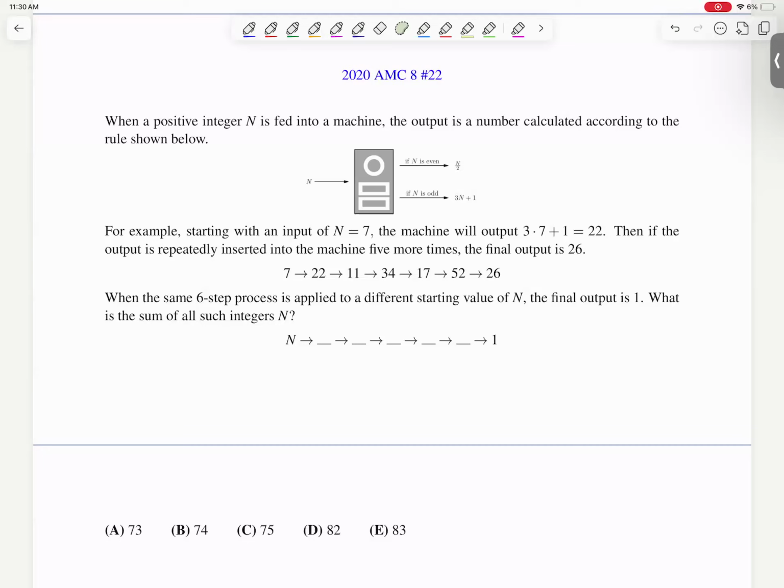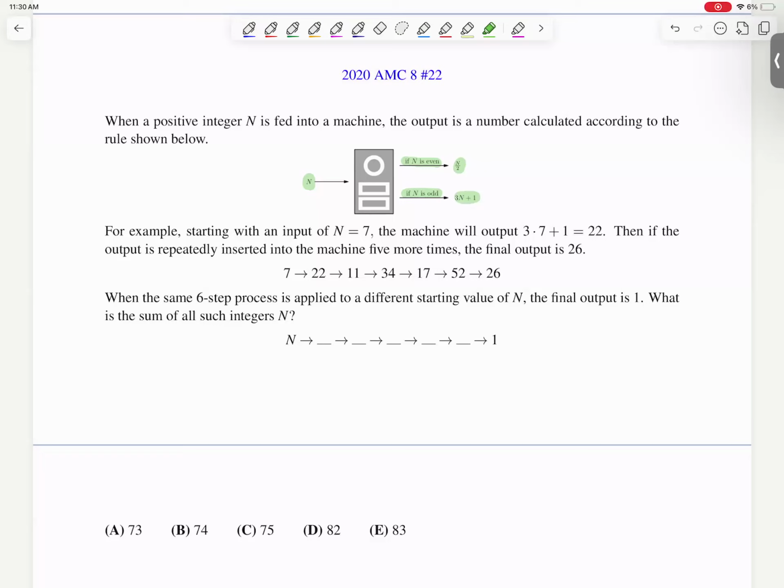When a positive integer n is fed into a machine, the output is a number calculated according to the rule. We put n inside the machine. If n is even, then we divide by 2. If n is odd, then we multiply by 3 and add 1, so 3 times n plus 1.